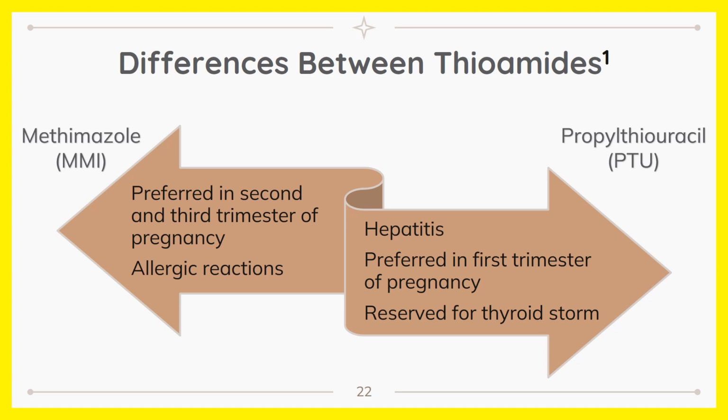Some differences to highlight between these two because they are in the same class. Methimazole or MMI is preferred in the second and third trimesters of pregnancy. Additionally, it does have allergic reactions more so compared to the PTU, whereas PTU doesn't have as many allergic reactions. However, it does have a hepatitis adverse effect profile, highlighted in a few studies, and it is more preferred for the first trimester of pregnancy. It is also reserved for thyroid storm due to its additional mechanism of blocking the peripheral conversion of T4 to T3.